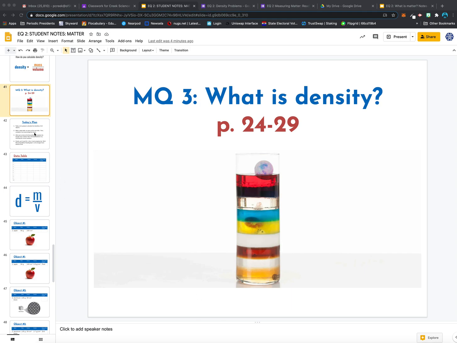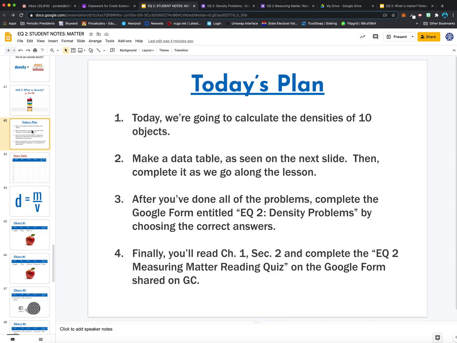Today's plan is going to be to look at what is density and review the concept of density through some problems of real life objects. So here we go. Today's plan, number one, we're going to calculate the densities of 10 objects. And I'm going to go kind of quickly through these objects. Please pause once I get to one of the objects so you can write the information down and then continue on after that. Number two, you're going to make a data table as seen on the next slide.